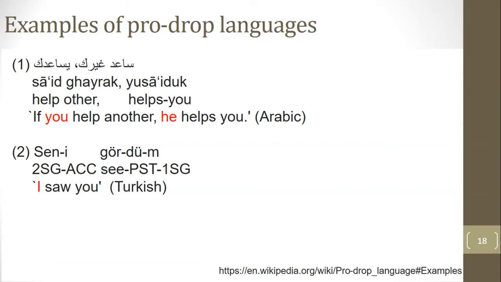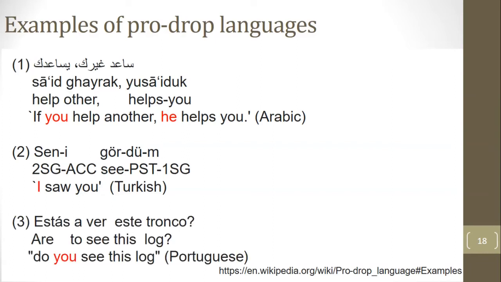You could get away with saying something like saw you. And a very similar process occurs in Portuguese, where if you wanted to say, do you see this log? You wouldn't need to express the you pronoun overtly, and you could just say, see this log, with the semantic subject being left implicit. This phenomenon is called prodrop, where the subject tends to be dropped out of sentences and not expressed overtly. Every speaker will be able to tell you that semantically the subject is there, it is just implicit.